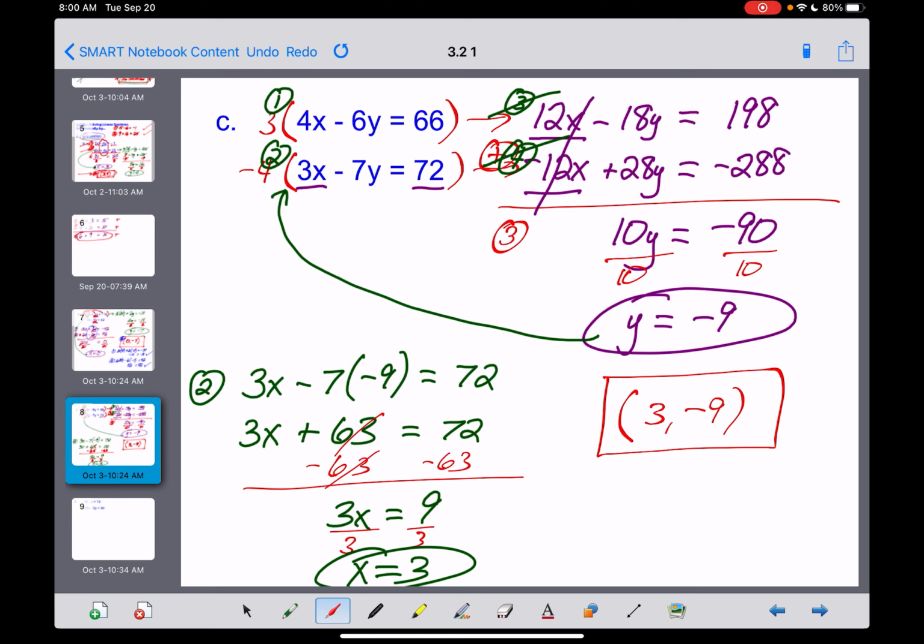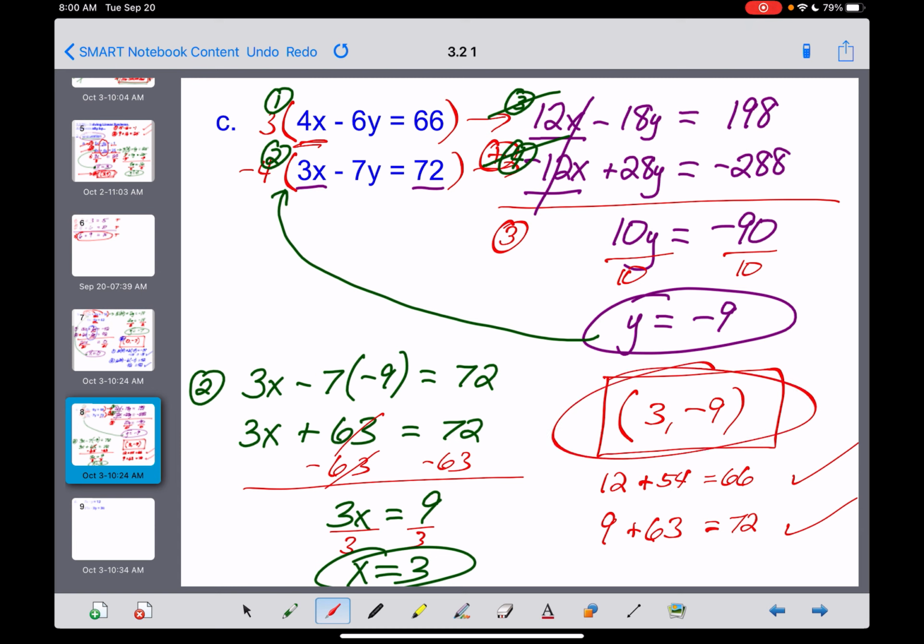Back into equation 1. 4, I'll do this in my head, guys. This 4 times our 3 value is going to be 12. Then I've got a minus 6 times a minus 9. That's going to be plus 54. That should equal 66. Check. Yes, it does. Into the second equation, 3 times 3 is 9, and then a minus 7 times negative 9 is a plus 63. That should equal 72. Does it? Check. So I feel really good about that. That's our solution here to example C, the ordered pair 3, negative 9.